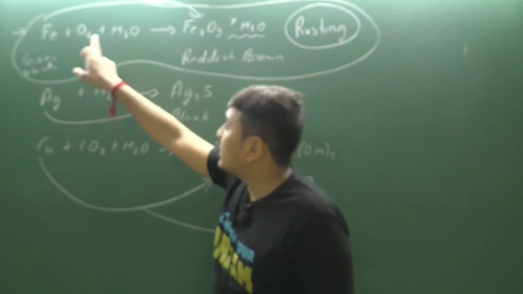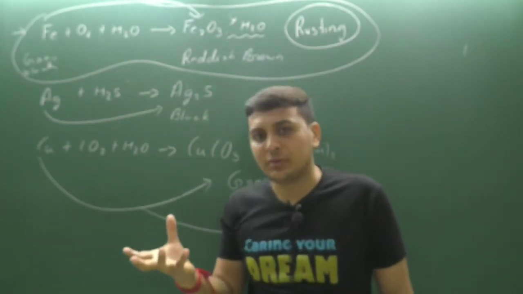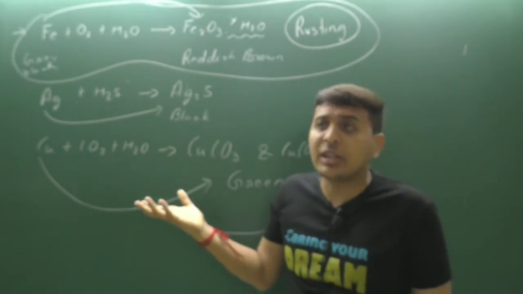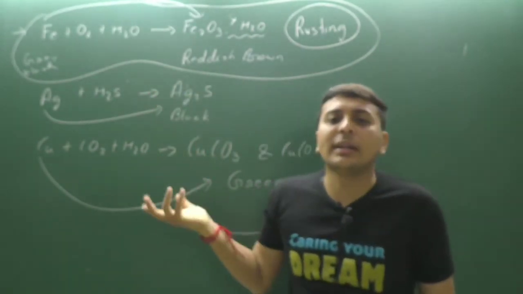Second thing, oxygen and water are present in abundant amount. There is 21% of oxygen in the atmosphere. There is huge moisture during the rainy season.